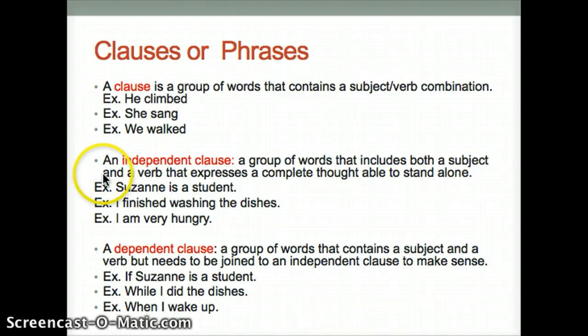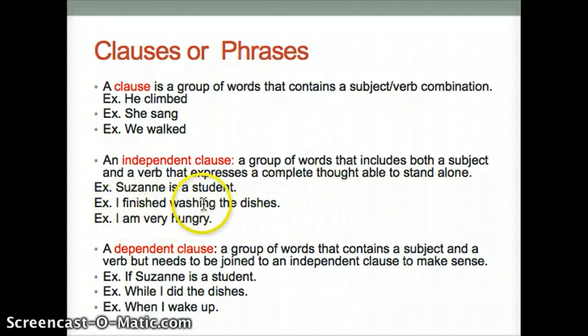An independent clause is a group of words with both a subject and a verb, and it can stand alone as a complete thought. So examples include Suzanne is a student, I finished washing the dishes, I am very hungry. So you know it's a complete thought if it has a subject, so I, Suzanne, these are all examples of subjects. And then it also has a verb combination and can stand on its own. So Suzanne is, that's our verb, is a student. So all of that together is a complete thought.